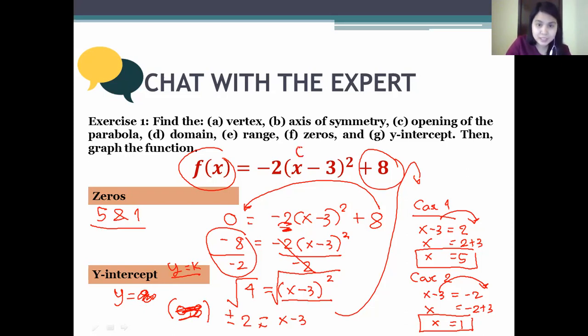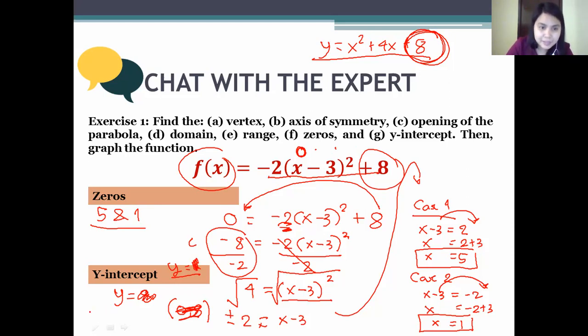We substitute 0. If it's in standard form, like for example here, y equals x squared plus 4x plus 8, your y-intercept is the constant. But if it's in vertex form, you need to substitute it. How to do it? Here, 0 minus 3. So we will have negative 2 times 0 minus 3, negative 3 squared plus 8.